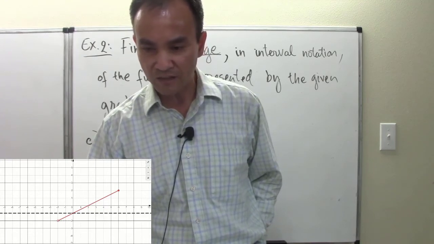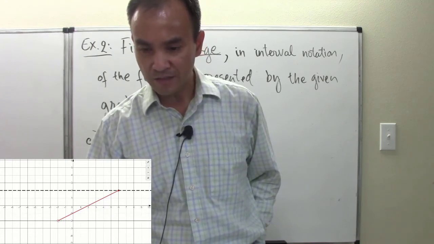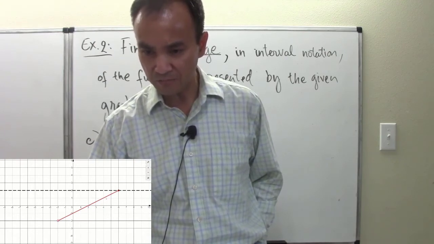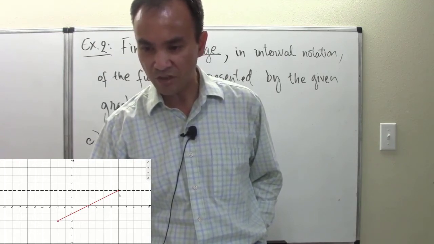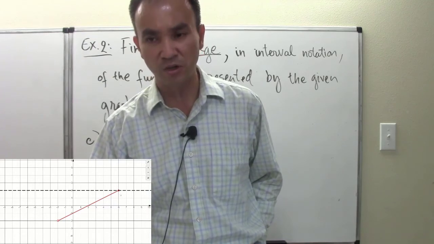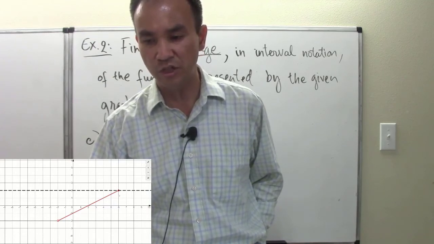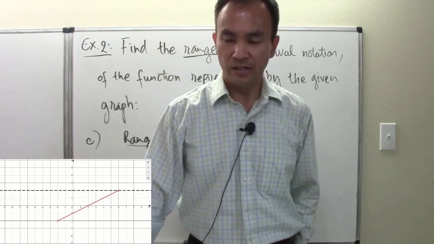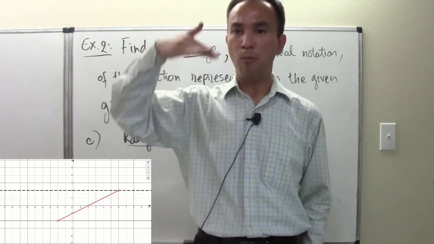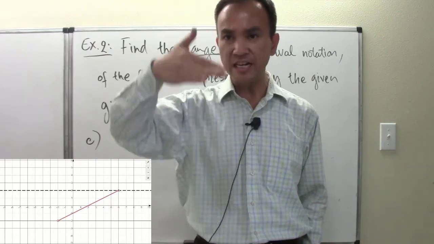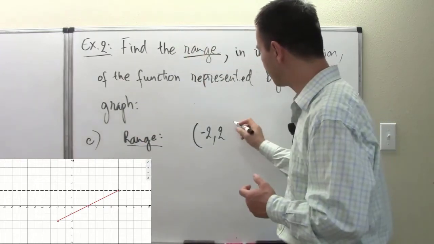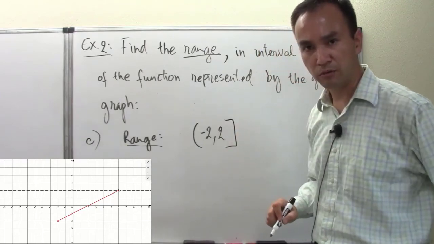But now I'm talking about this solid point. In opposite, this solid point right here means we do have an input, and that input is x equals 6. Input equals 6 gives output equals 2. That's why we had that solid point. So in this case, the output being 2 is included. And so that's how we complete our interval.